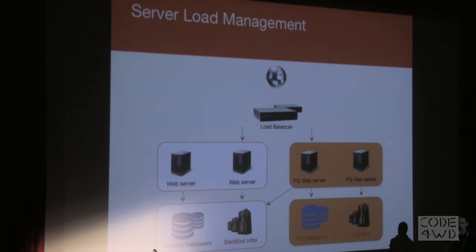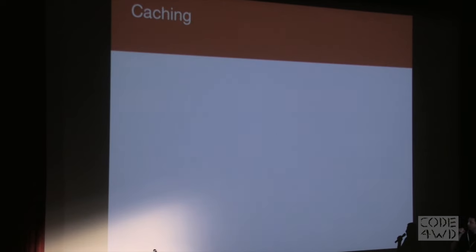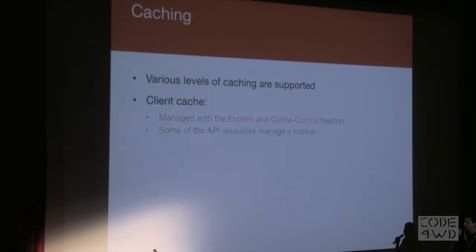This allows us to control access to various components in the system. In terms of caching, there are different levels of cache that we can employ here. We have client-side caches which are controlled by the server, with the expires and the cache control headers. And some of the API resources actually manage a marker, which means that a client remembers the last state that the cache was in or when it was last updated.